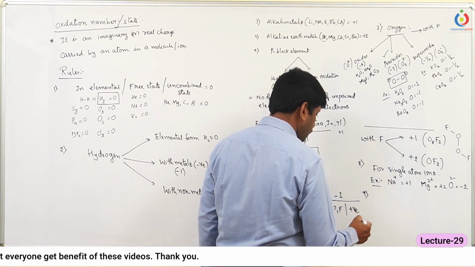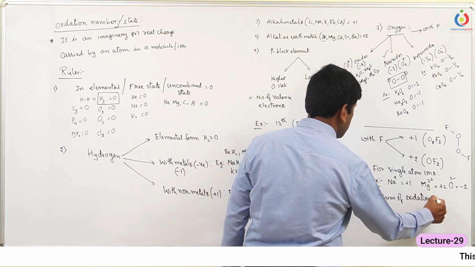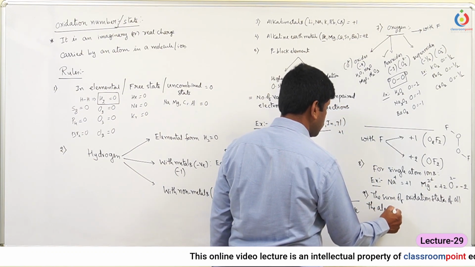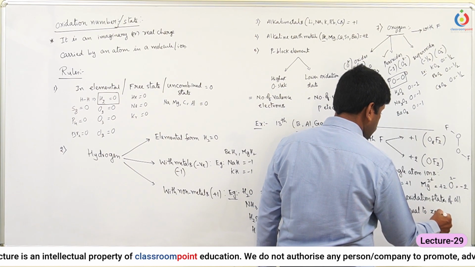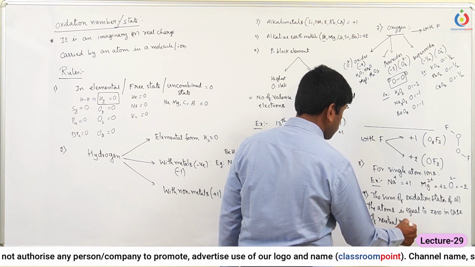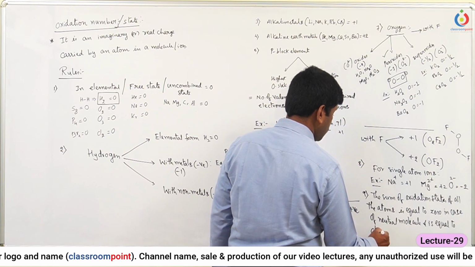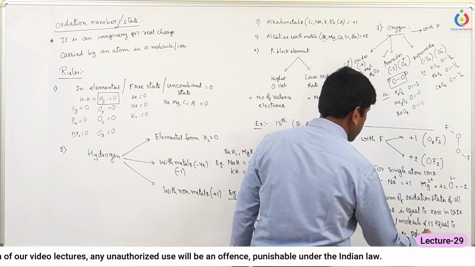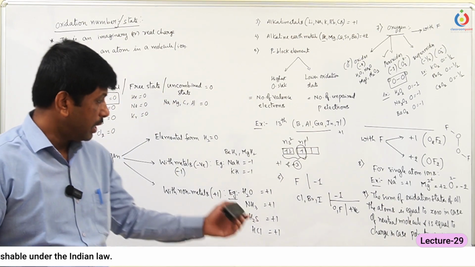Next, rule 9. The sum of oxidation states of all the atoms is equal to 0 in case of a neutral molecule and is equal to the charge in case of a polyatomic ion. So let us take an example for this point.